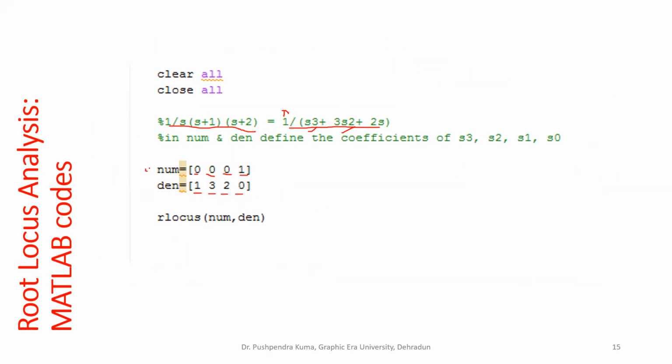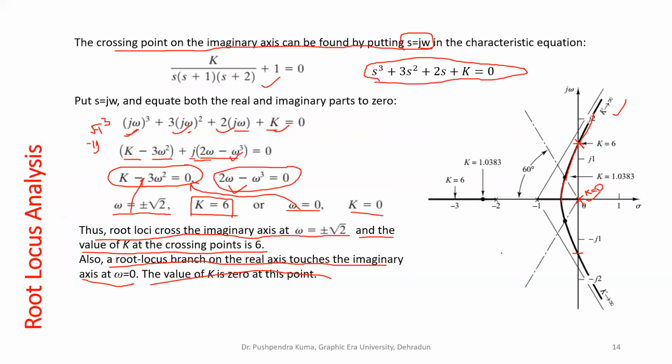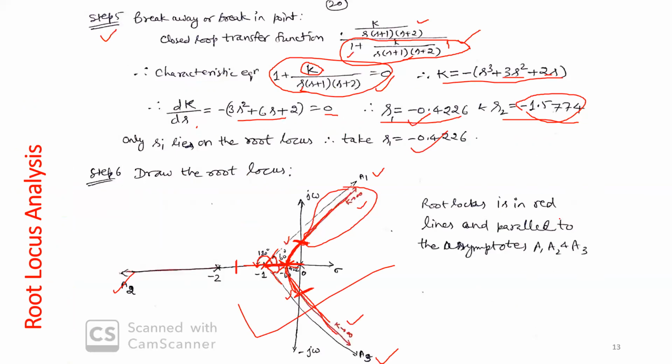So you define the numerator and denominator. Simply write this one line command, rlocus(numerator, denominator). When you enter this command in MATLAB, we get this root locus, and you can see it is exactly what we achieved through our manual method.